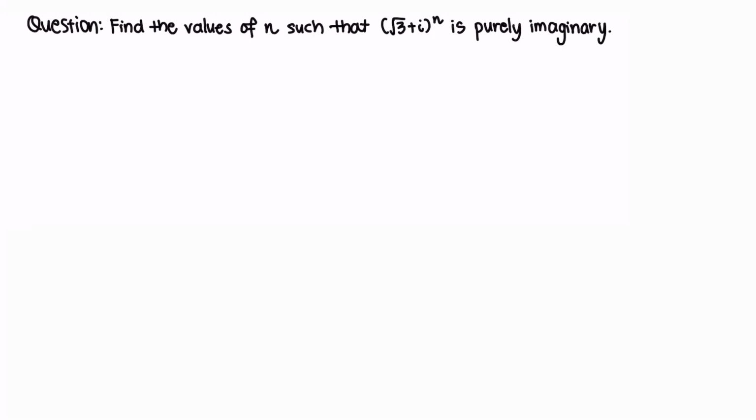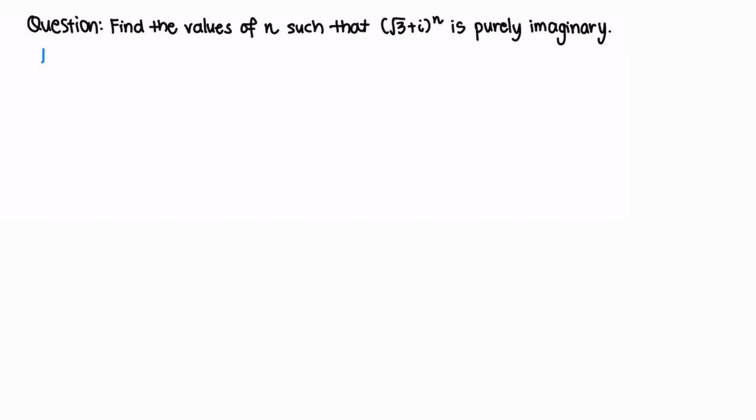Alright, the last question. Find the values of n such that square root of 3 plus i to the power of n is purely imaginary. So, purely imaginary means that there is no real part. Means that the real part will be equal to 0.